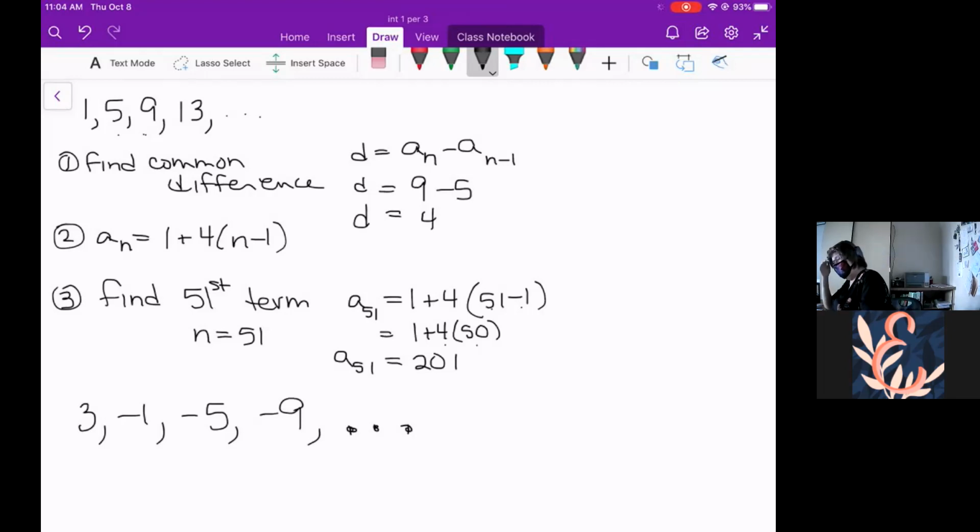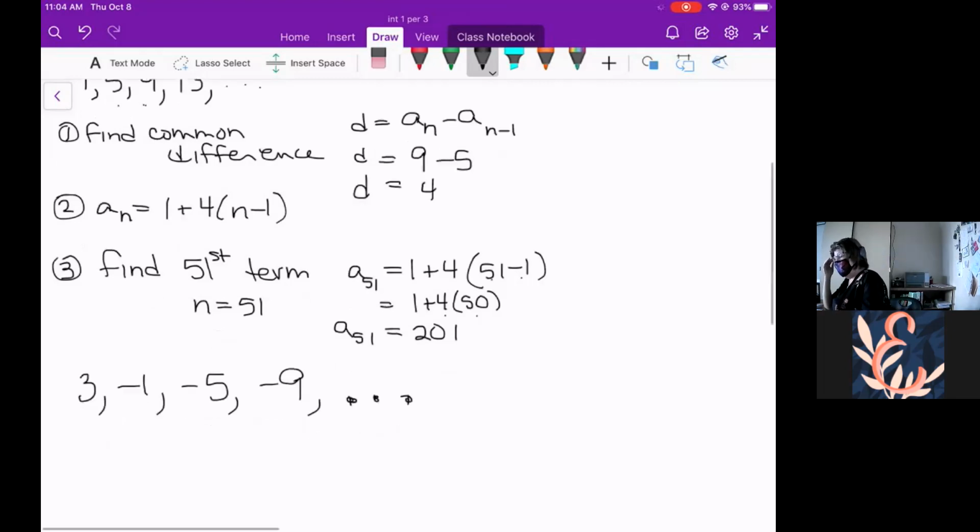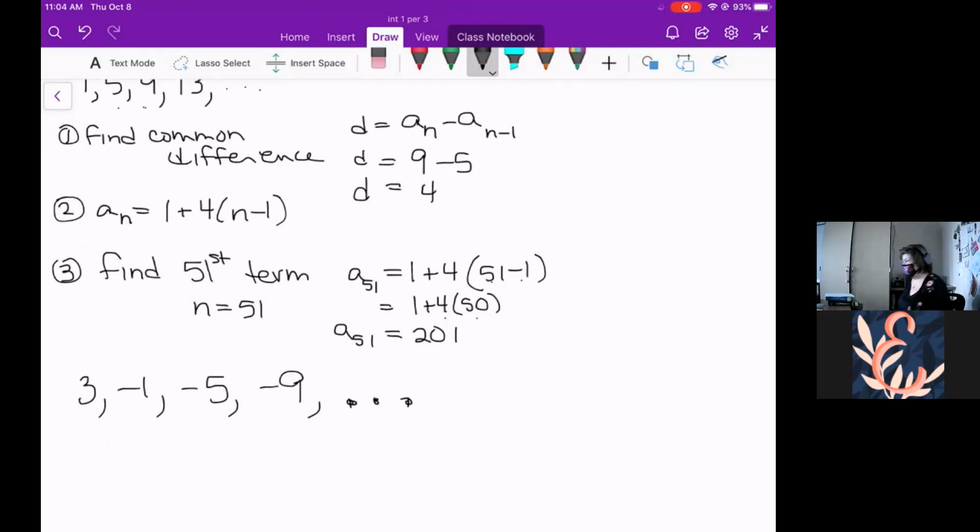Okay, ready? I'm going to walk around and look at it. Elijah? But write the equation. So do A, B, and 1, 2, and 3. Give me the difference, give me the equation, give me the 51st term.